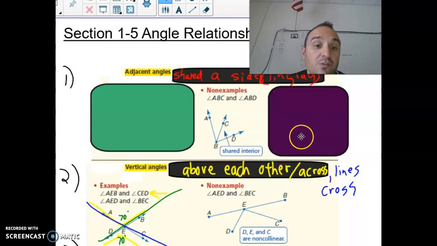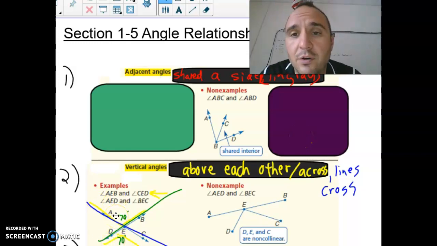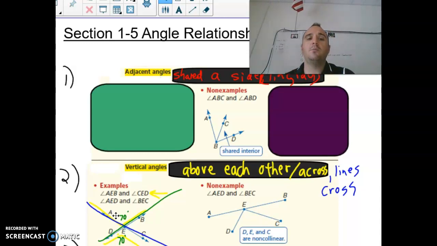Next we did was vertical, which is my favorite because vertical angles are congruent. That's actually a rule we're going to go over later in this tier, but I love it. Vertical angles are these highlighted angles. If you have 2 straight lines that cross, they go above each other, and they're formed when you have crossing lines.